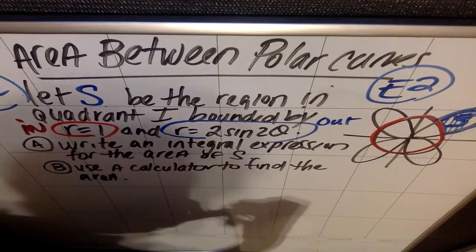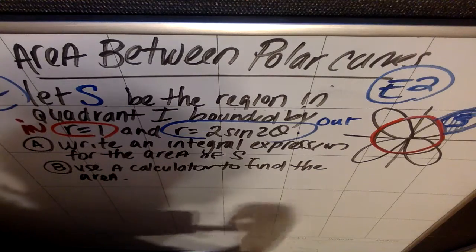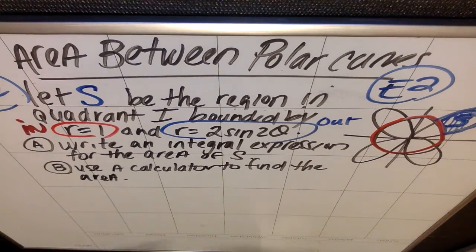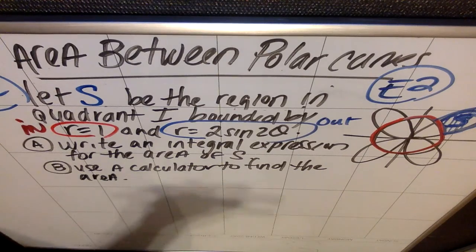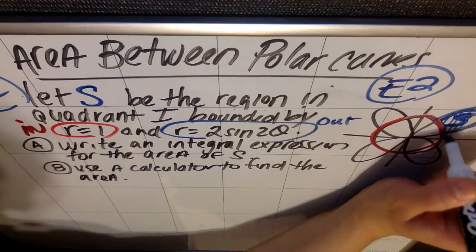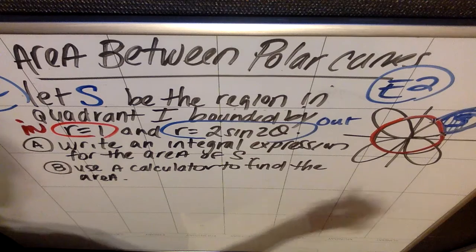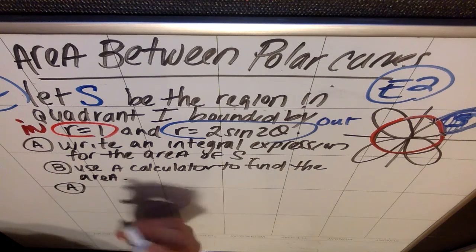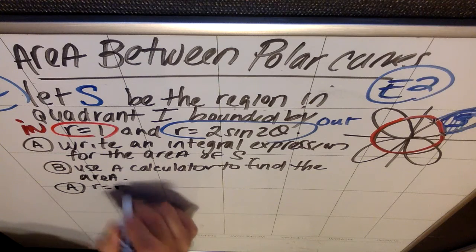So first I'm going to write an integral expression for the area of S, and then I'm going to use a calculator to find the actual value of that area. So first thing we have to do is find the bounds. We have to find when the blue curve intersects with the red curve. So the first thing I need to do in part A is find the bounds. I need to find when r equals the other r.